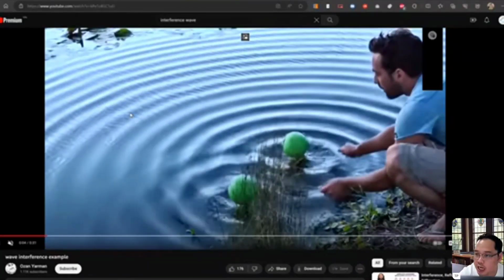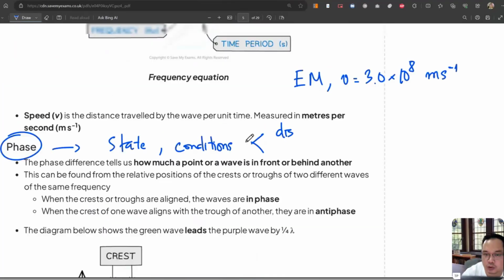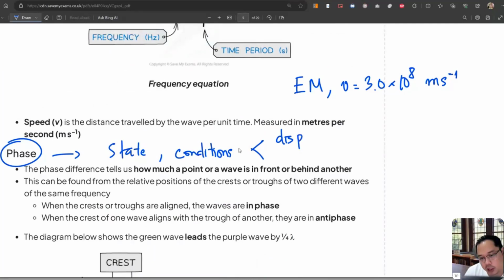So the difference in time that I generate the two waves determines the difference in the phase of the two waves. So the phase here is the state, the condition, and those things involve the displacement of a particle at that moment when we measure that displacement, and its velocity and energy.